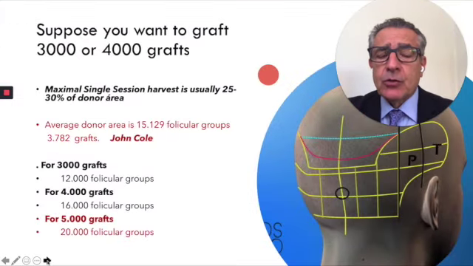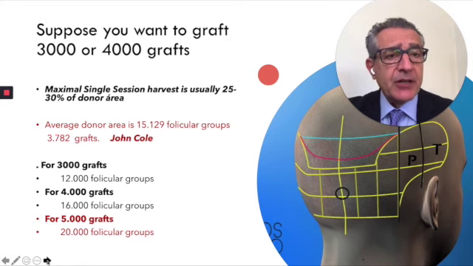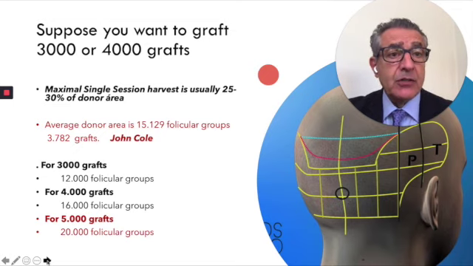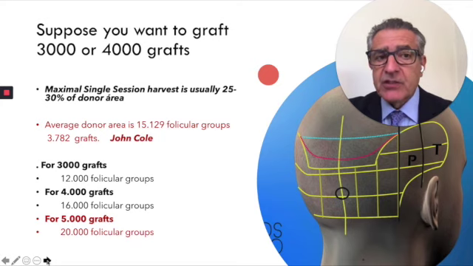Also, John Cole has a study, and he found the average donor area in patients is around 3,700 grafts. And you have to take care not to remove more than 30% of the grafts from the donor area. It's not easy to have more than 4,000 grafts. You have to have this in your mind. You have to explain to the patients. Sometimes you need to use a beard, sometimes you need to use body hair.